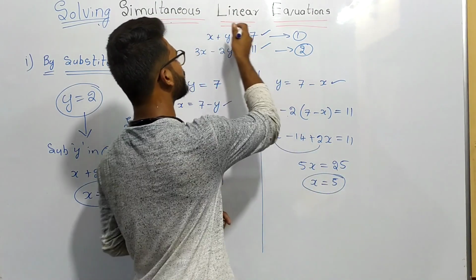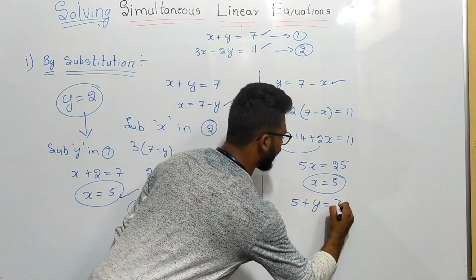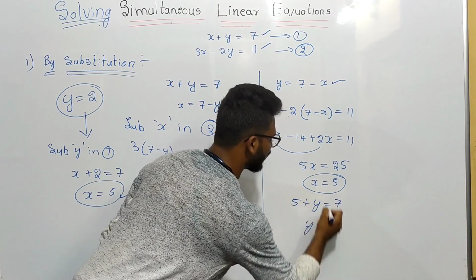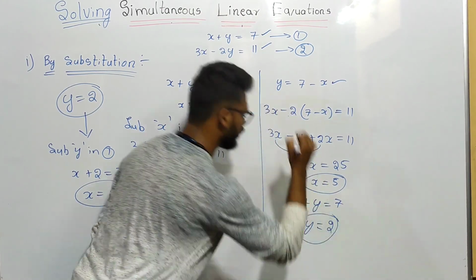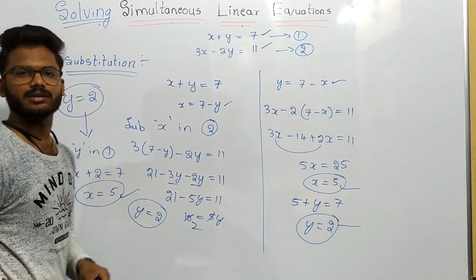Right? So again substitute here x is equal to 5. 5 plus y is equal to 7. Again you got y is equal to 7 minus 5, it is 2. Clear? Both the ways you got the same answer.